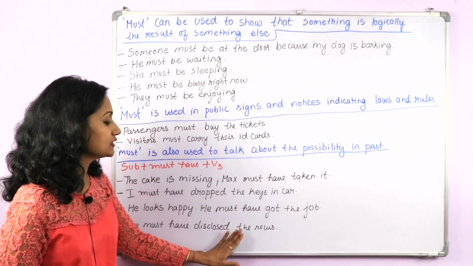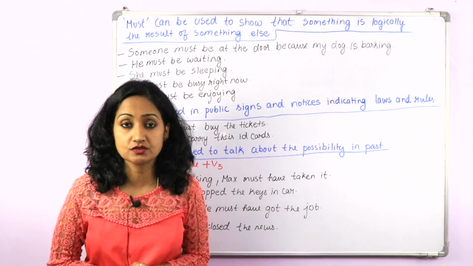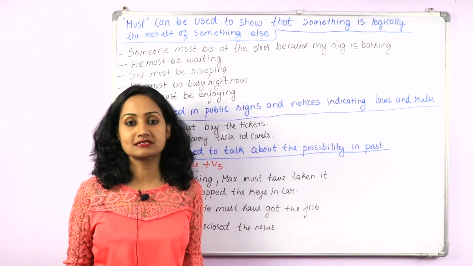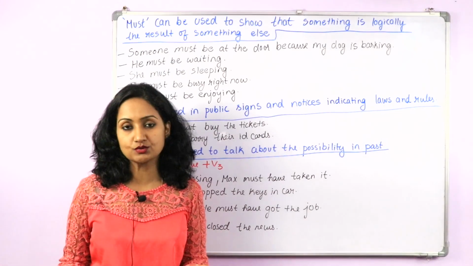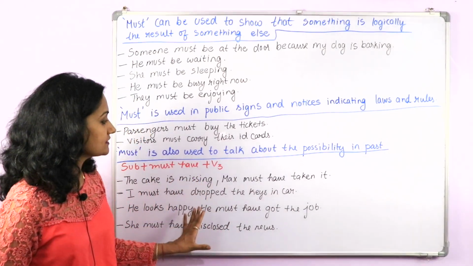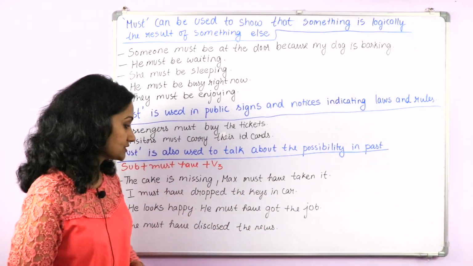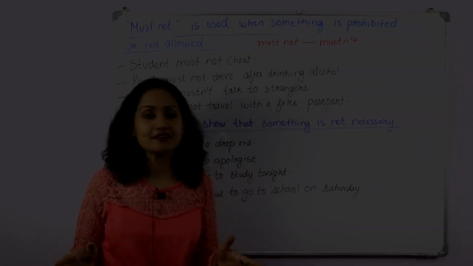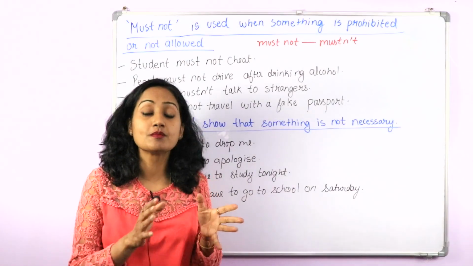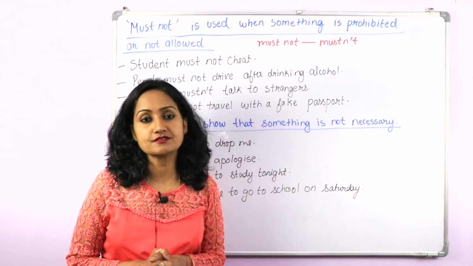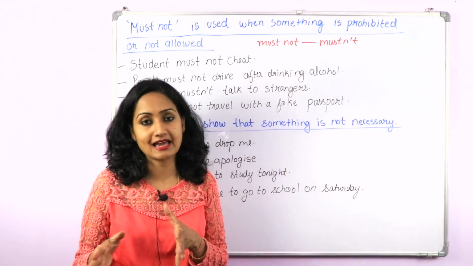She must have disclosed the news. I know her nature. She can't be quiet. She must have told everyone about the secret. So this way, whenever you talk about the possibility in past, you will use must have. We have seen where we can use must and have to. Now let's see how to make negative sentences using must and have to.